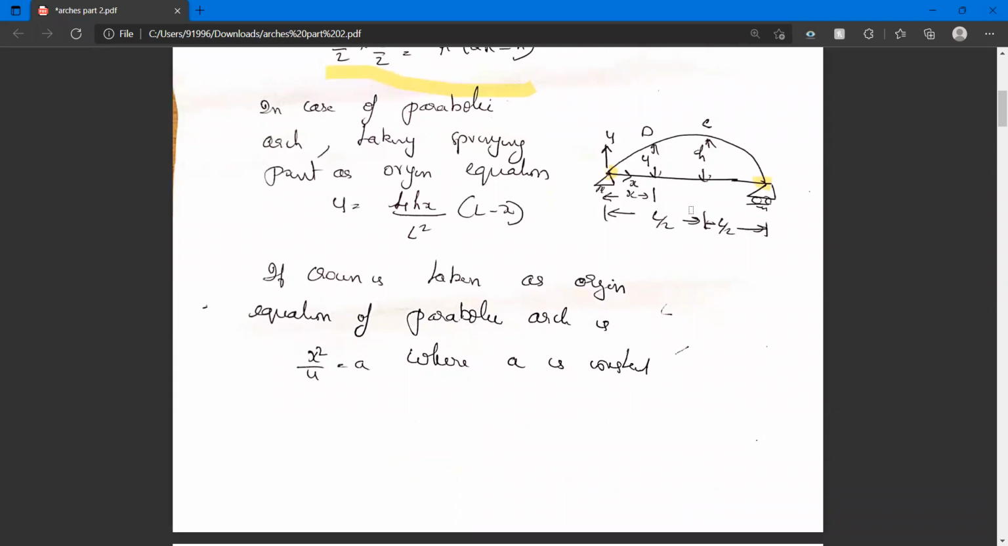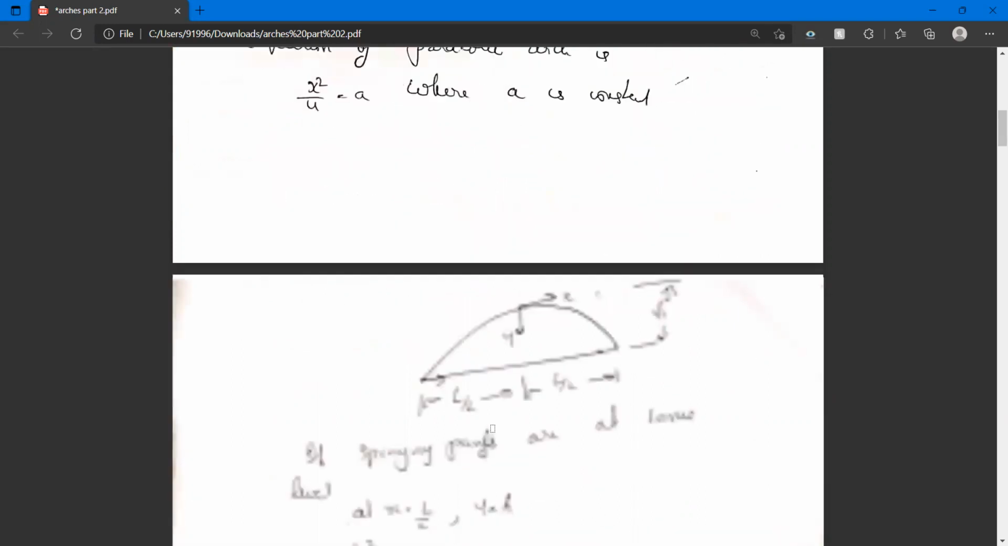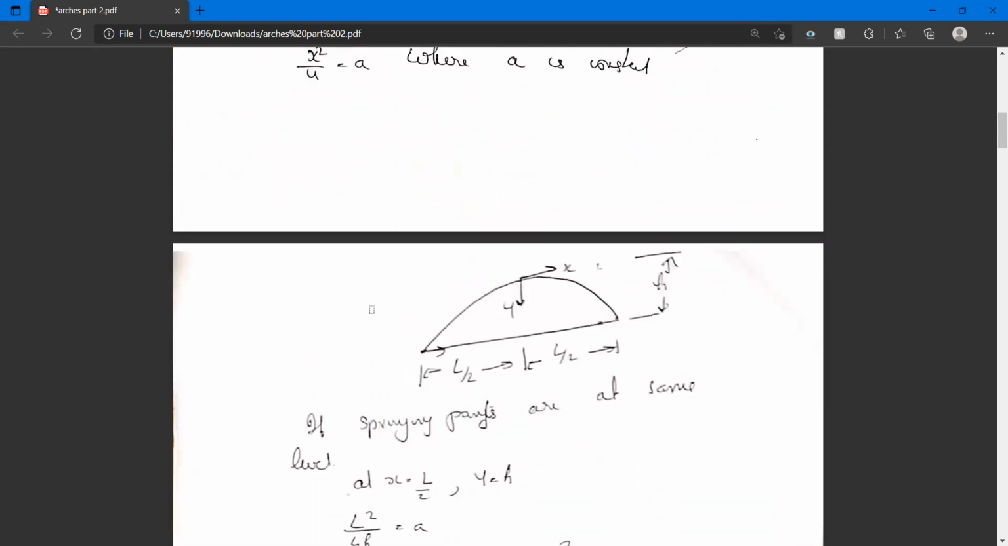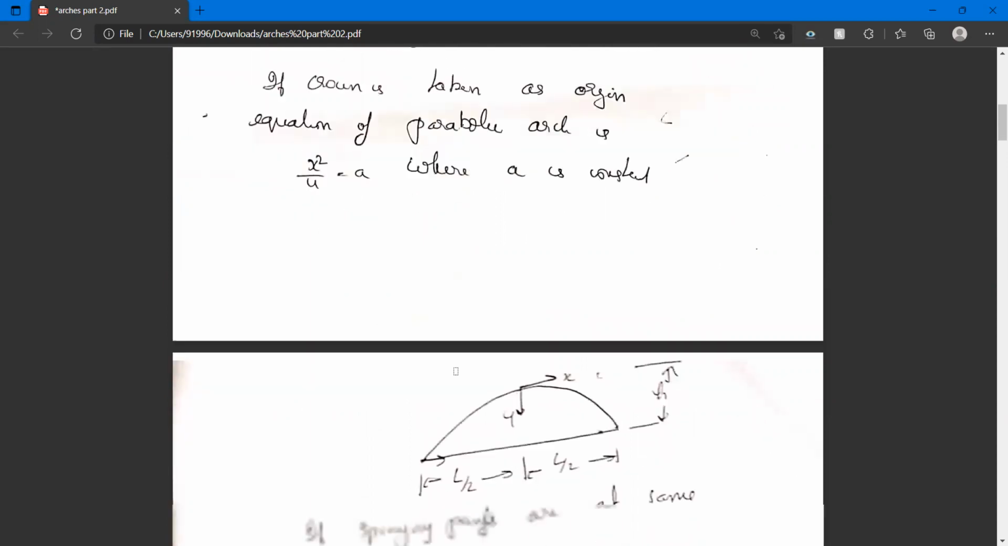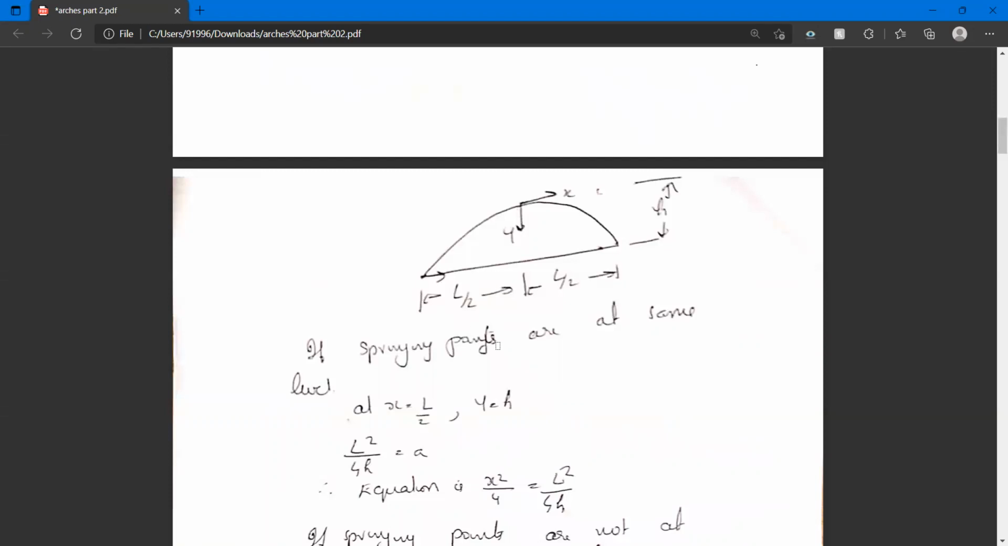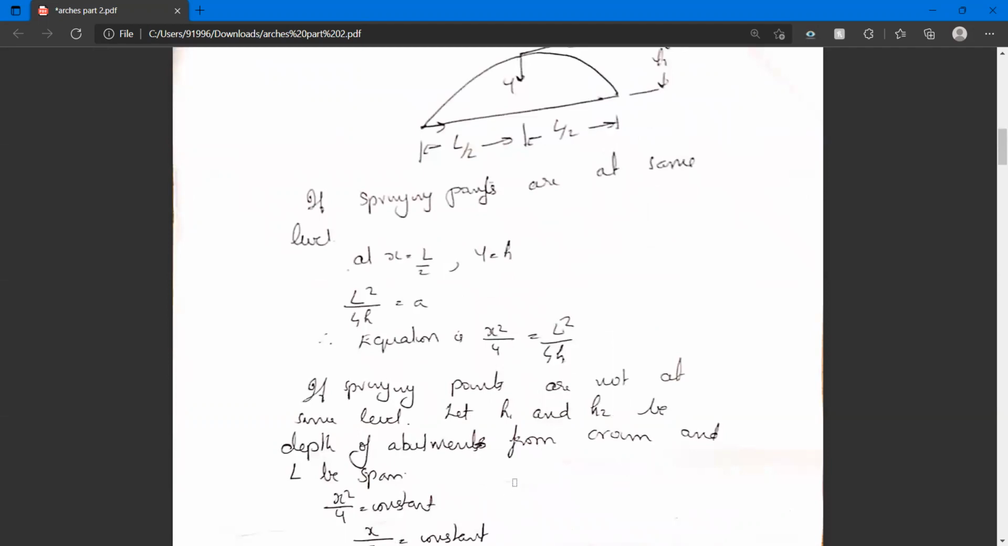Suppose we are taking the crown, point C, as origin. Then the equation of the parabolic arch can be written as x square by y equal to a, where a is a constant. Suppose we take x equal to L by 2. At x equal to L by 2, we know that y is equal to h. Let us substitute. L square by 4h we will get as a. Then the equation is given by x square by y is equal to L square by 4h.